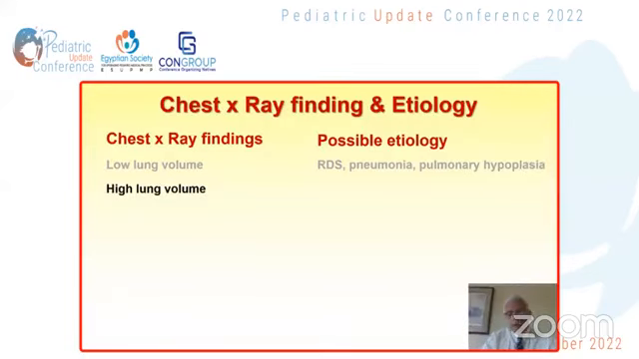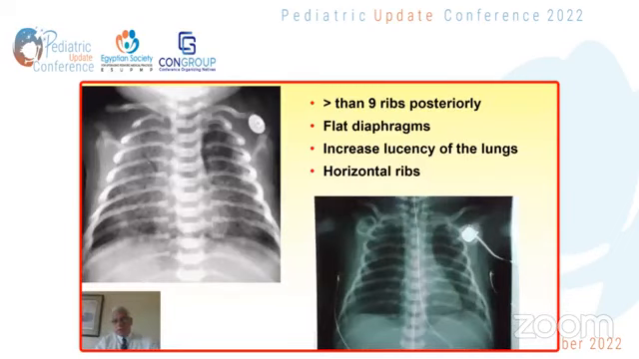Now, when you do an X-ray and you find that the lung volume is normal or high, then you have to think about other conditions like meconium aspiration syndrome, transient tachypnea of the newborn, pneumonia, or hyperventilation or hyperinflation. And here we have two X-rays that show increased lung volume. As you can see, the way we define high volume is by counting the number of ribs. When you have 9 or more ribs posteriorly, when the diaphragms are flat, when you have increased lucency of the lungs, and when the ribs are more horizontal, you are dealing with increased lung volume.